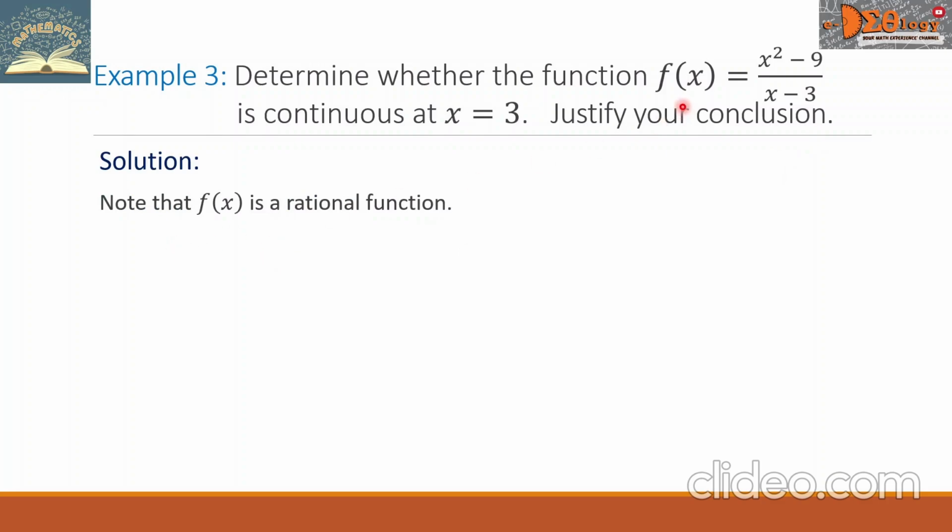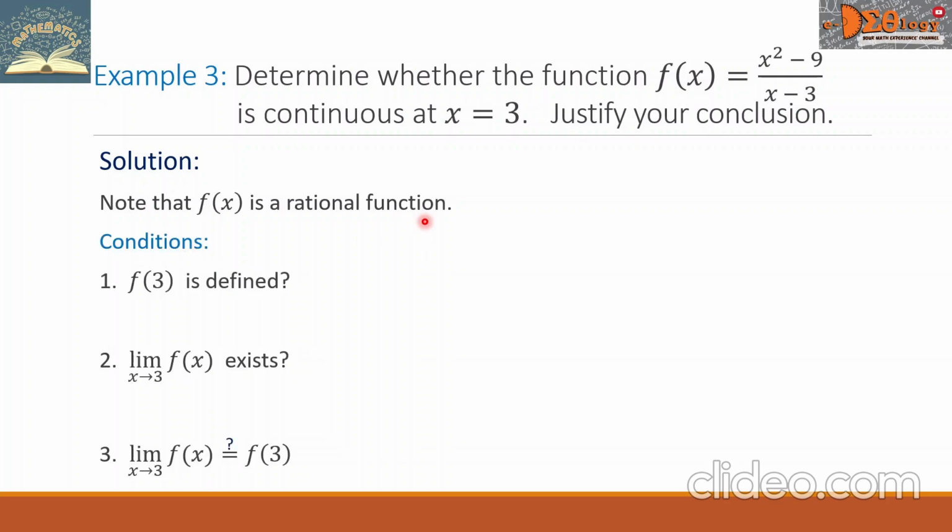Note that the function f of x here is a rational function. Now let us write the three conditions. In order for this function to be continuous at x equals 3, first condition is f of 3 must be defined. Second condition, the limit of the function f of x as x approaches 3 must exist. Number 3, the limit of the function f of x as x approaches 3 must be equal to f of 3. Let's begin with condition 1.